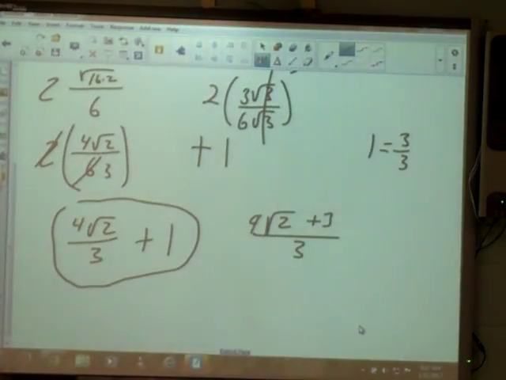Alright, tomorrow's stuff, we're going to be multiplying and dividing with them. So we simplified them on Monday, we added and subtracted them today. Tomorrow, we're going to be multiplying and dividing. Everybody alright?